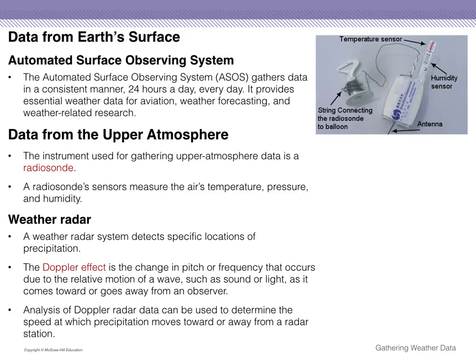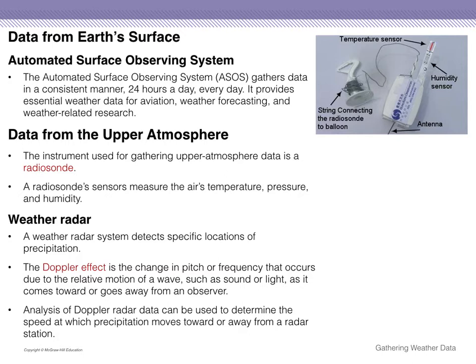The Automated Surface Observing System, also called ASOS, gathers data in a consistent manner 24 hours a day, every day. It provides essential weather data for aviation, weather forecasting, and weather-related research. The instrument used to gather upper atmosphere data is called a radiosonde. A radiosonde sensor measures temperature, pressure, and humidity, so everything except for wind speed. A weather radar detects specific locations of precipitation.